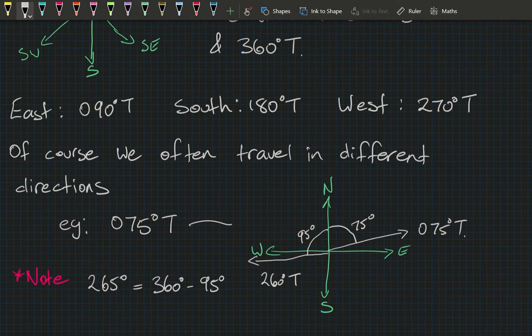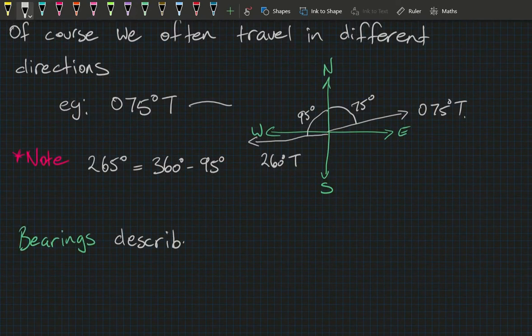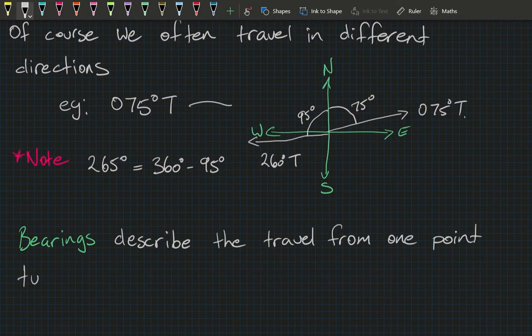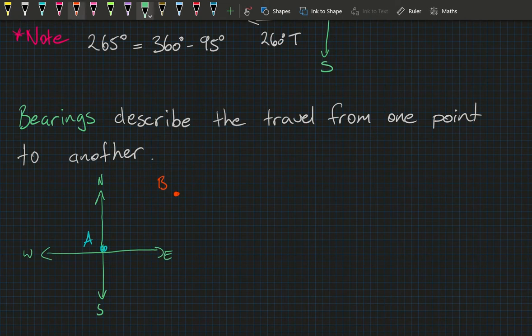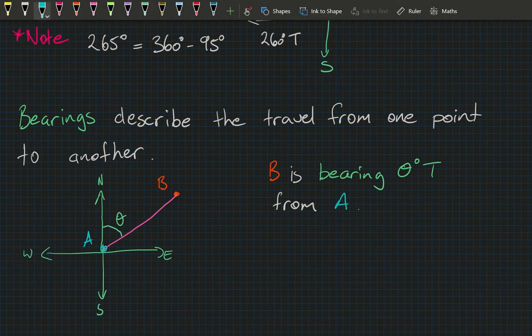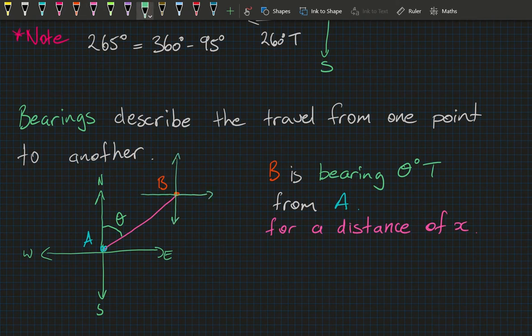Another point to consider is that when we're working with bearings, they describe the travel from one point to another. So let's draw point A and B. And if I draw a little compass for A, the journey from A to B, we describe as B is bearing theta from A for a distance of x. But when we travel from B, B gets its own directions. So let me draw a little compass for B. So now we're going to describe the journey from B to A as A is bearing gamma degrees from B.